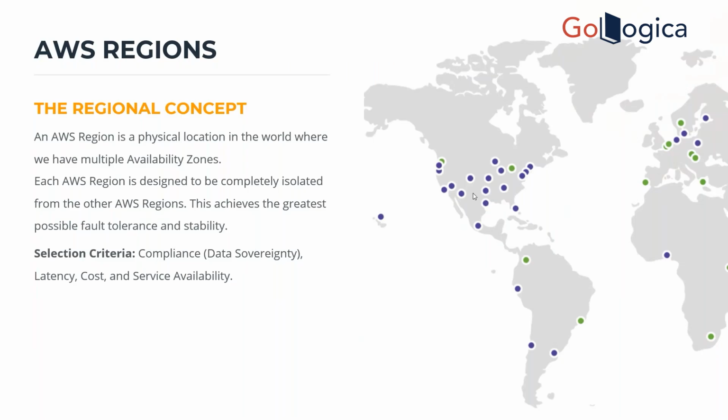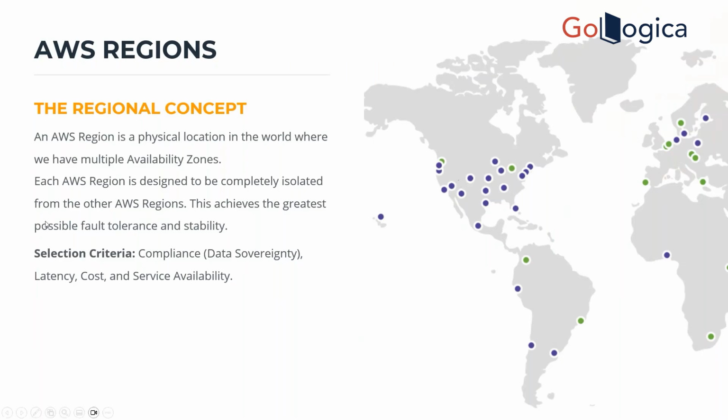But definitely they are connected. They are connected but not interdependent. They are independent. So this achieves the greatest possible fault tolerance and stability. Definitely, if I lose one of the regions, I will still have access to the other region's resources. So it gives that stability.